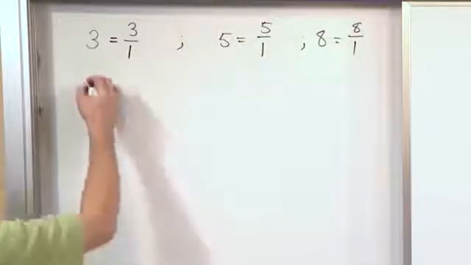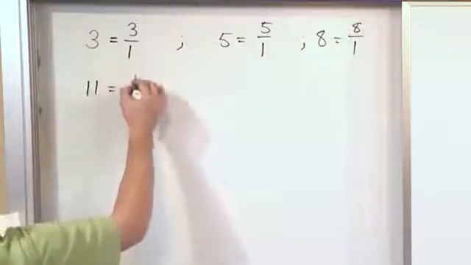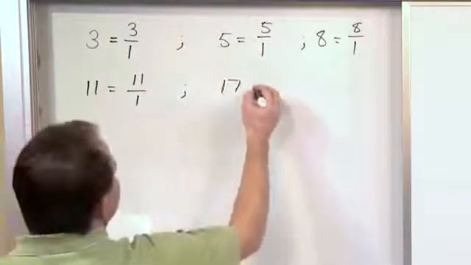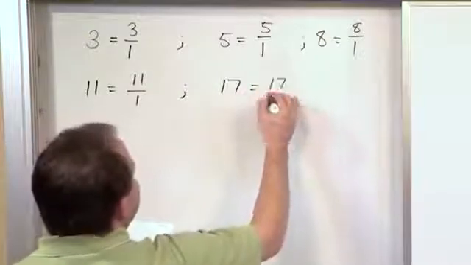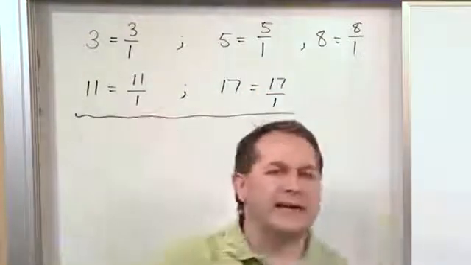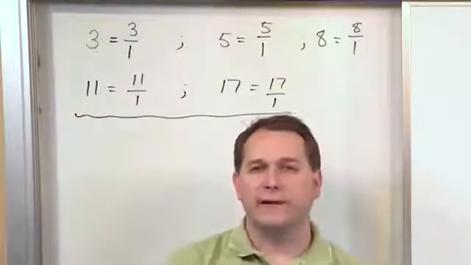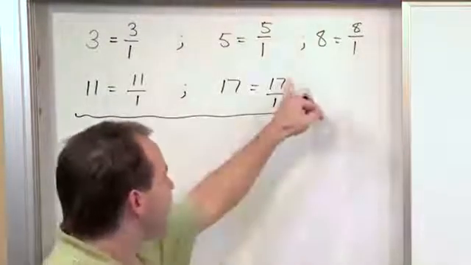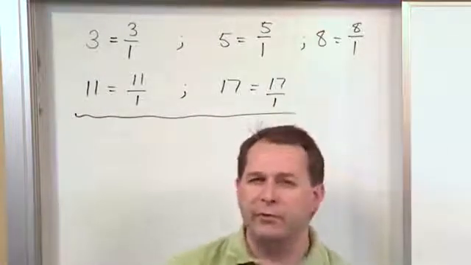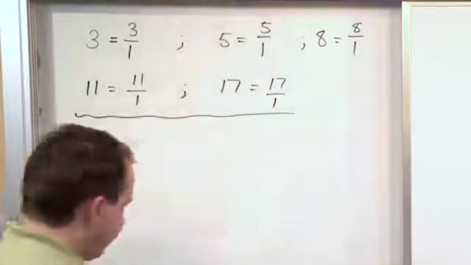It doesn't matter how big your number is. If you want to represent 11 as a fraction, it'd be 11/1. If you wanted to represent the number 17, you can represent it as 17/1. It's exactly the same as we talked about in the last section, because every fraction represents division. So anytime you have a fraction with something over 1, it's representing a whole number. That's very important for you to remember in your studies.